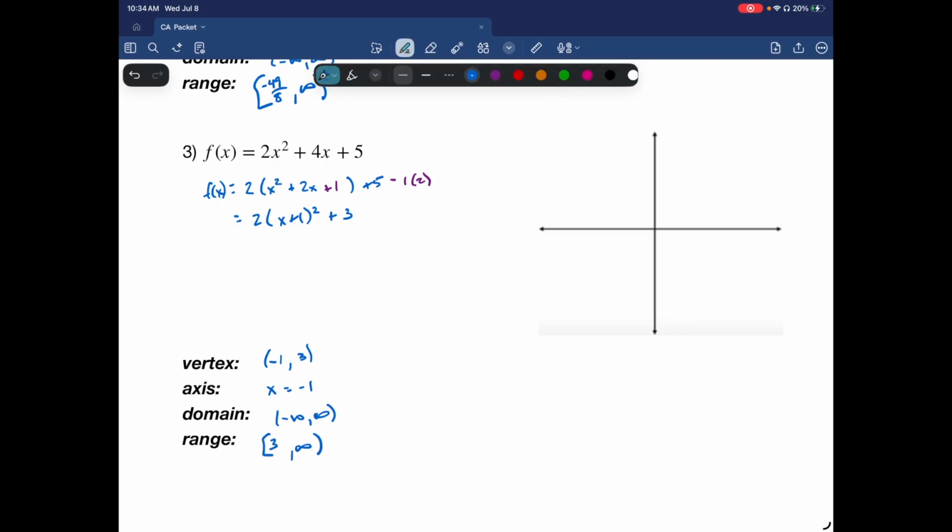Okay, so once I fix that, now my graph looks like this. I got negative 1, 3. And again, the 2's out front, so it's going to be really skinny. All right. So that's the idea.